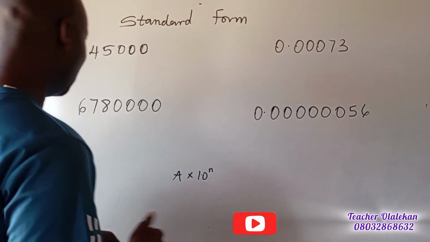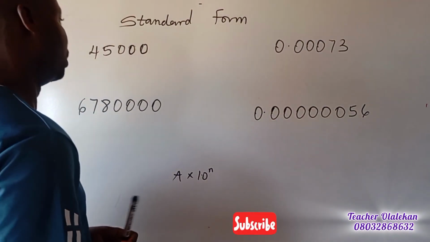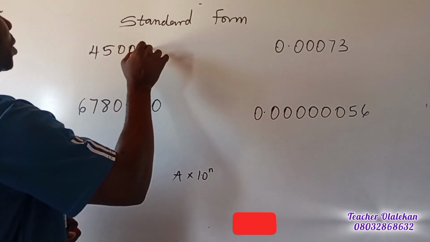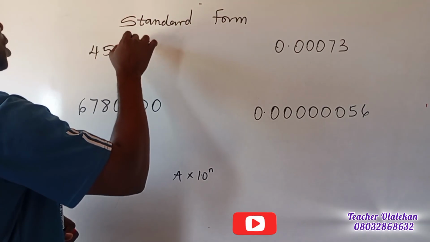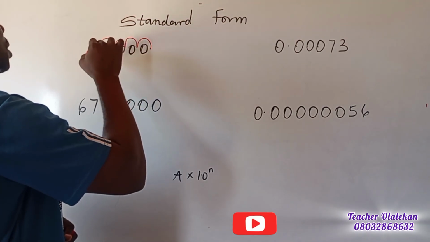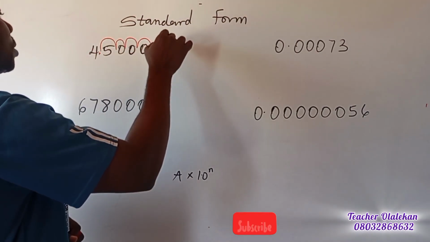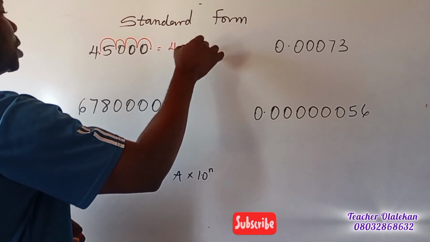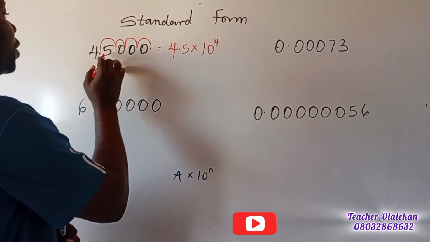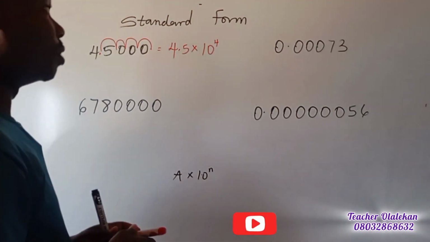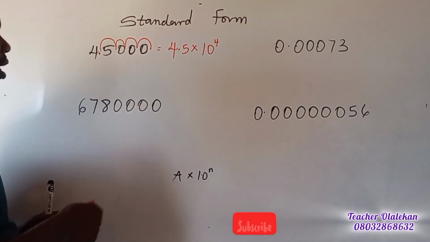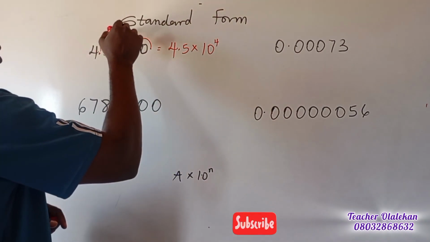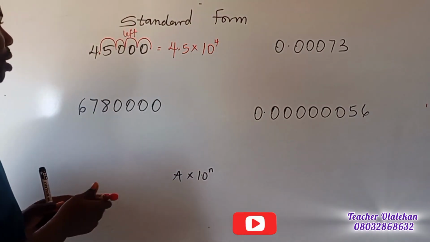So, now let's write them in standard form, one by one. For this one, we assume the point is here, and the point is going to move 1, 2, 3, 4. So that is going to be 4.5 times 10 raised to the power 4, since we move it 4 times. So the number of times we move the decimal point is what we count. And do not forget our point moves towards the left.